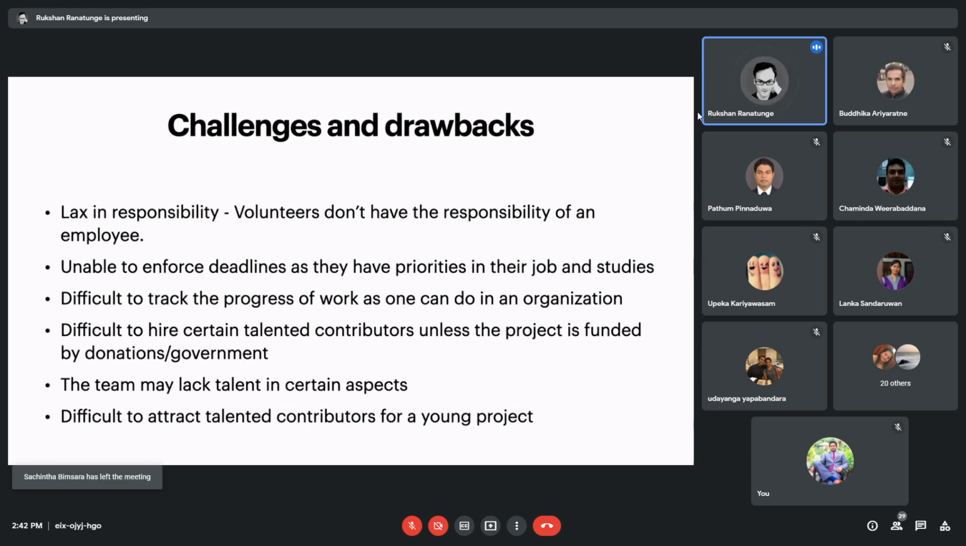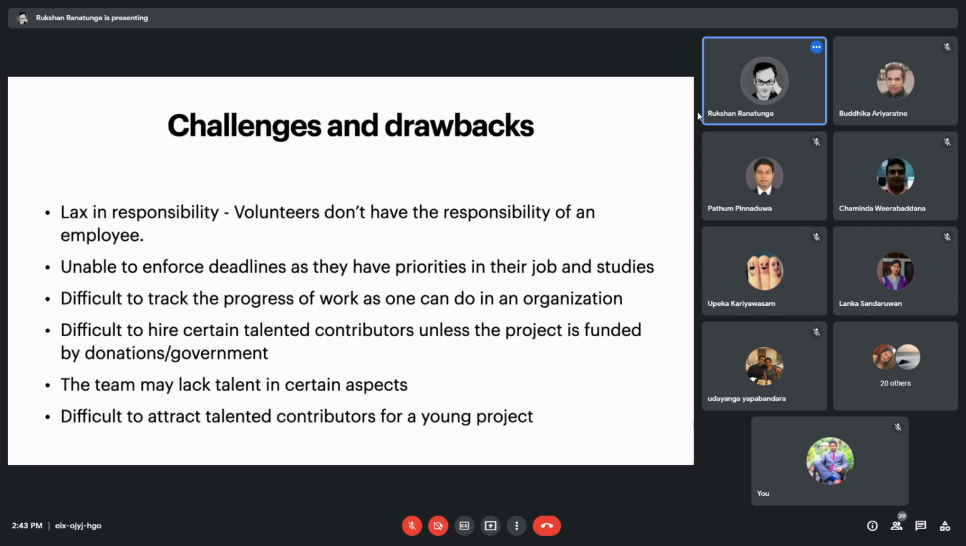So that's one challenge that we have. And there's difficulty in hiring talented contributors. Unless your project is a popular one, such as NCHIS2, at an early stage it will be difficult for you to find talented contributors for your project. However, once your project is popular and started getting momentum, you will be able to attract these talented developers. Another option is, if you have funds, you can hire a developer.